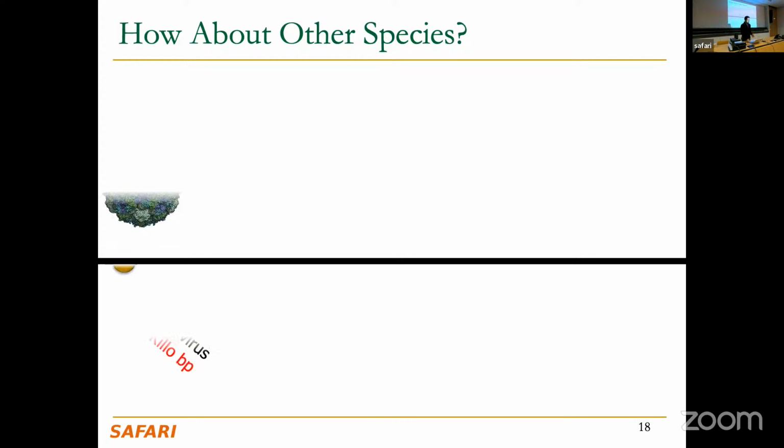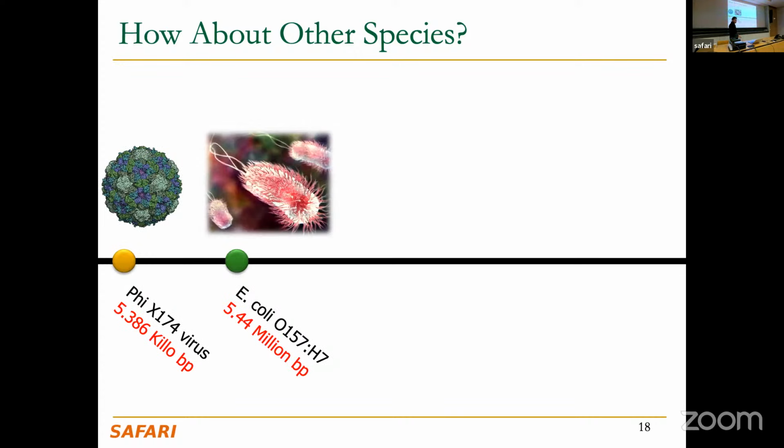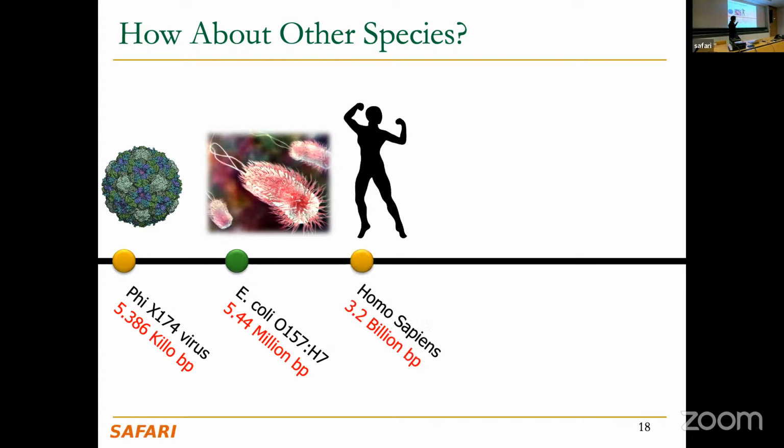So this is an example of a viral genome, and its size is around 5,000 bases. And this is, again, a viral genome. If we move a little bit further, this is a bacteria called E. coli, which can be extremely dangerous. It can contaminate food and be extremely dangerous for humans. But the point is that this particular virus can infect this particular bacteria. And the size of this bacteria's genome is around 5.5 million bases. And now we have human, which is around 3.2 billion bases.